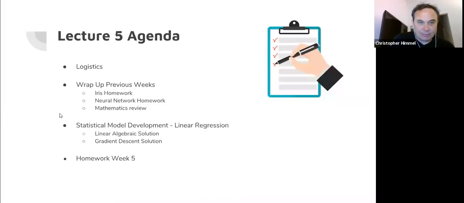First thing, a little bit of logistics. Talk about the IRIS homework, the very first one. We're going to go over what I've gotten from you guys on that. And then I'm going to review the neural network homework again with you guys, because I haven't gotten any submissions yet. Then I'm going to go over the rest of the linear algebra mathematics that we need for this. Then we're going to jump into linear regression.